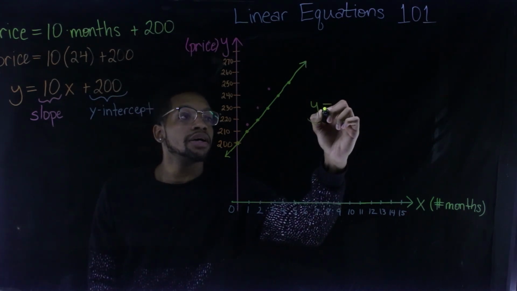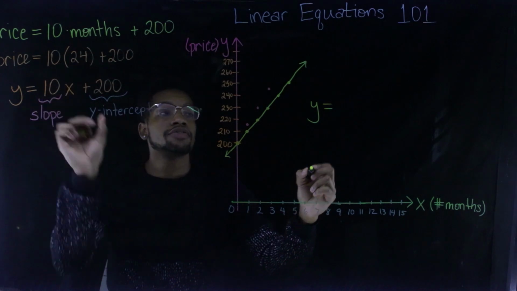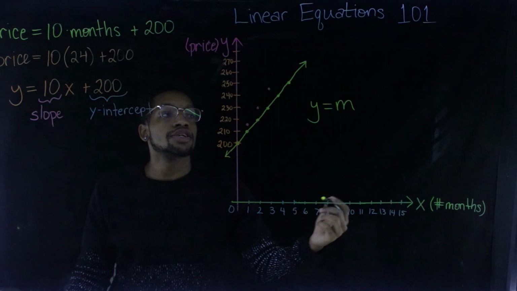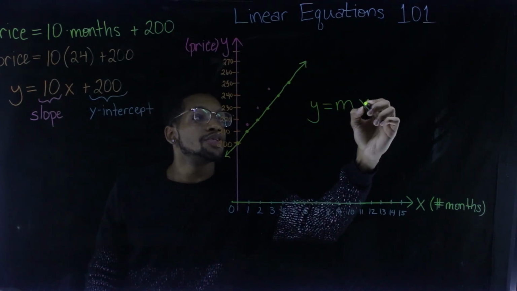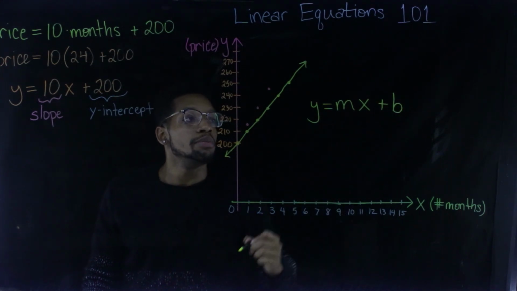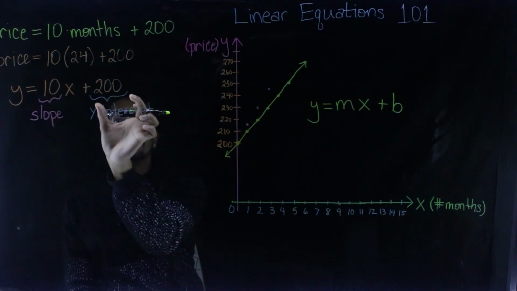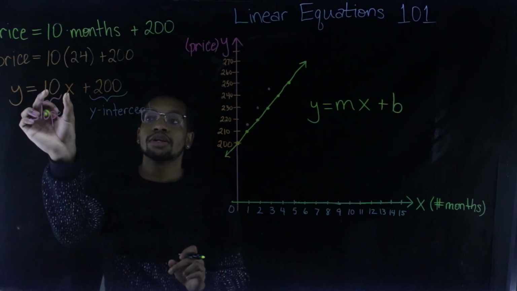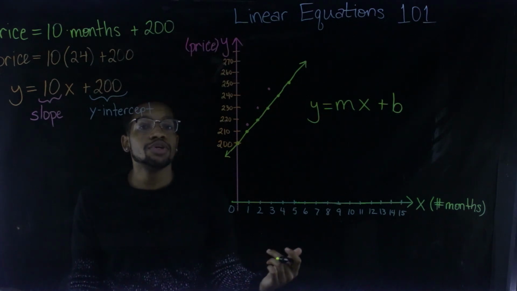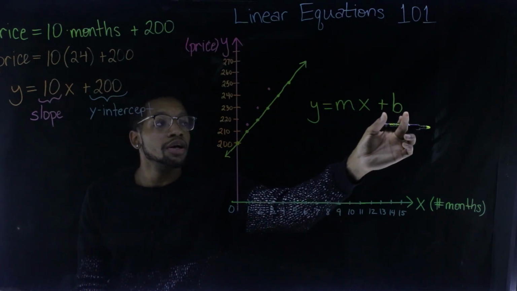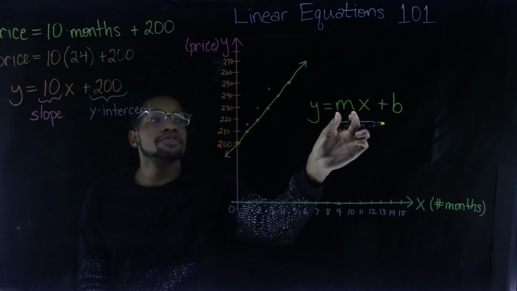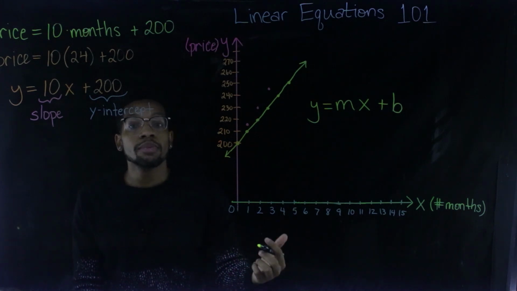All right, so in general, your equation for a line is going to look like this. You're going to have y equals, and your slope or your rate of change, we usually refer to as the variable m. So the m just means the slope. And then you have your x, which is your independent variable, and then your y-intercept is going to be b. So in this case, our b is our 200, and our slope or rate of change is our 10. When you go to graph it, you just plot your b on your y-axis, and then your slope or your rate of change is how you determine your next point.